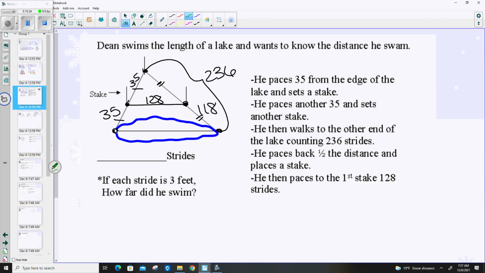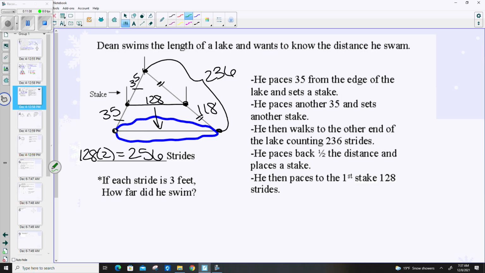So then how many strides is it across the lake? Why 236? Okay. We're going to use a different number. Yeah. Why is it 256? Absolutely. You have the mid-segment. You got to double it to get to the base. Is that okay?